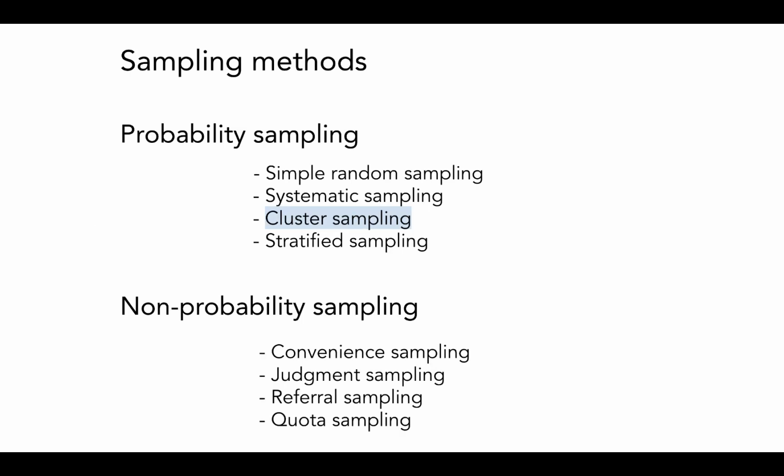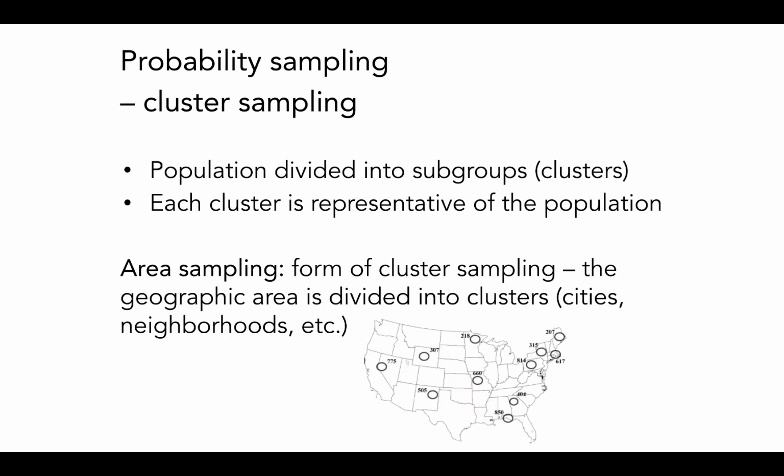The next type of probability sampling method is cluster sampling, and cluster sampling is actually a fun one. With cluster sampling, the population is divided into subgroups, which we call clusters, and each cluster in itself is representative of the population. One common application of cluster sampling is area sampling, where you choose one specific area, let's say a city or a county or a neighborhood, and let that serve as a representative sample in and of itself of the whole population. So one county or one neighborhood basically speaks for the whole population.